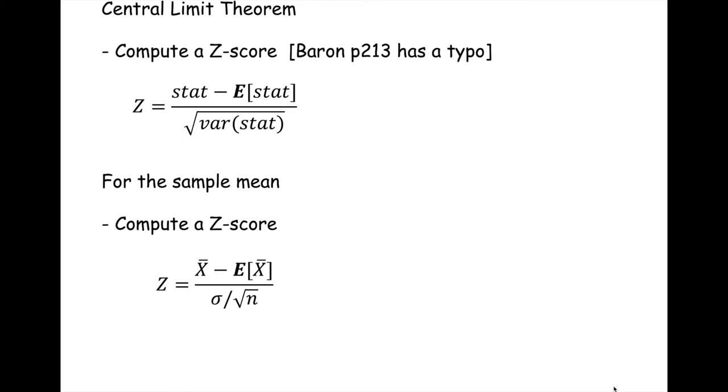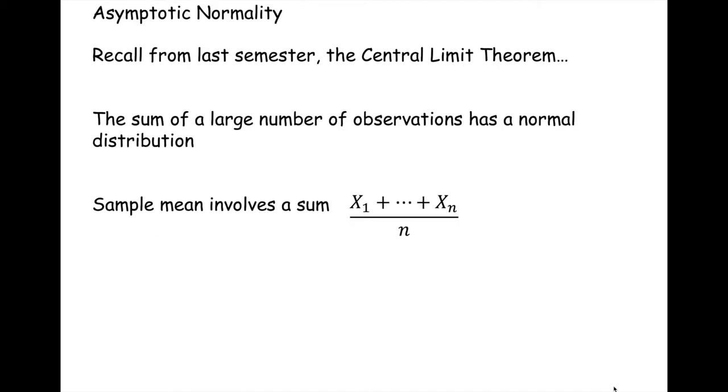So, what does this mean? What it means is that for an arbitrary statistic, we can convert its distribution to a normal by taking advantage of the central limit theorem only if that statistic has a sum in it. And it becomes more and more like a normal distribution if n gets big enough.